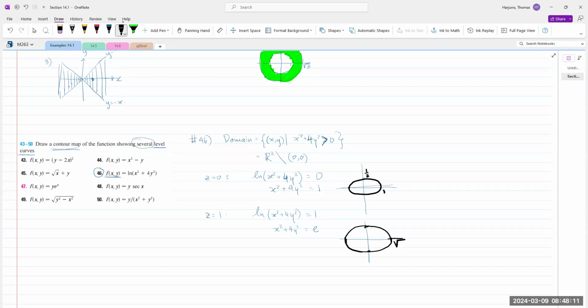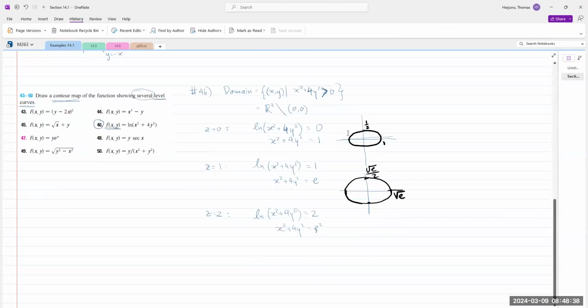Okay, this is square root of e, and this is square root of e over 2. If we do z equals 2, for example, then we have natural log of x squared plus 4y squared equals 2, which means x squared plus 4y squared equals e squared. And you see that the curve is actually even larger in this case. Not always true though.